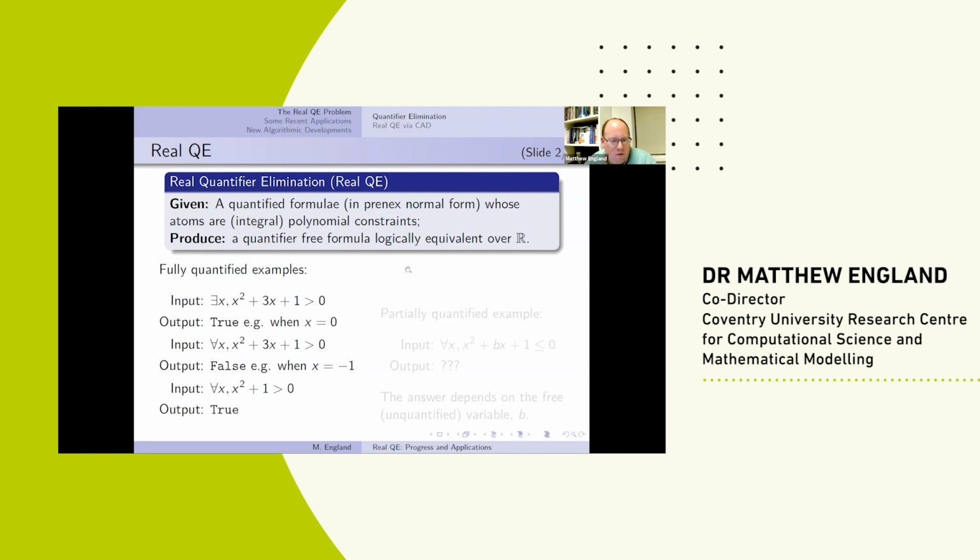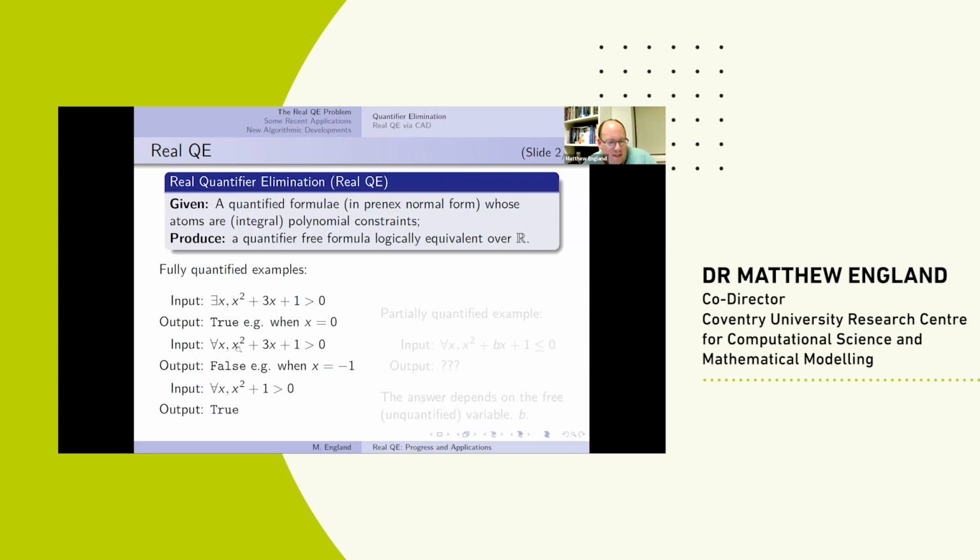So let's look at some examples of quantifier elimination. The first example reads: there exists an x such that x squared plus 3x plus 1 is greater than 0. And the equivalent quantifier free statement is true, because that statement is unambiguously true. For example, if x equals 0, then the statement becomes 1 greater than 0, which is always true. So there's no doubt here. An equivalent statement is just the word true.